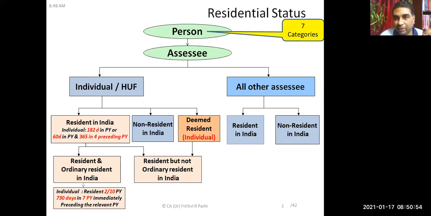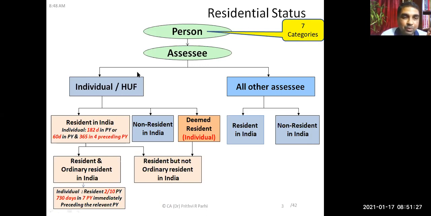So for these 5 categories of persons, that means except individual and HUF, their residential status can be of only 2 kinds. Only two kinds of residential statuses are possible. One is resident in India, or the other, non-resident in India. That means they can be either resident or non-resident. Only two possibilities are there.